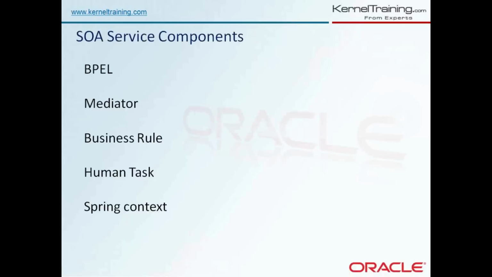Under this one, like I told you, here I will just discuss the service components and the adapters. I will just brief you about them, since they are the heart of SOA. SOA has different service components: BPEL, the Business Process Execution Language, Mediator, business rules, human task, and spring context. What are these? I will discuss all of this in detail in the further introduction.